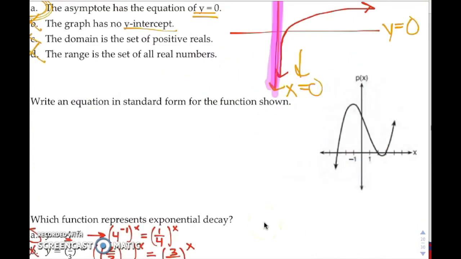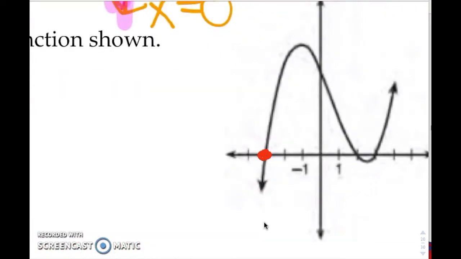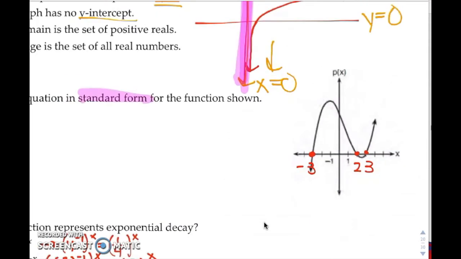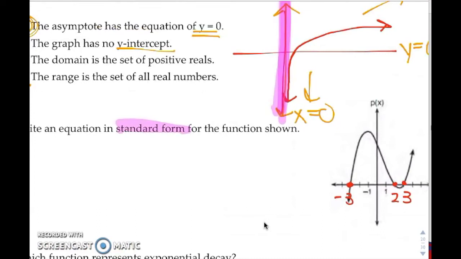This next one, our goal is to write an equation in standard form for this function. And remember, standard form means it needs to be multiplied out, right? So let's start by finding our zeros. So our zeros are at -3, +2, and +3. And so 3 zeros, I'm going to need 3 factors here.